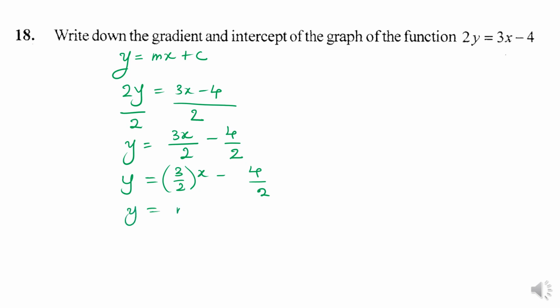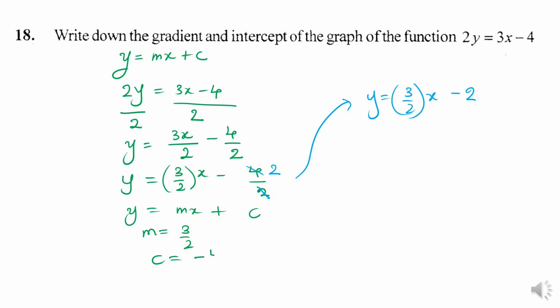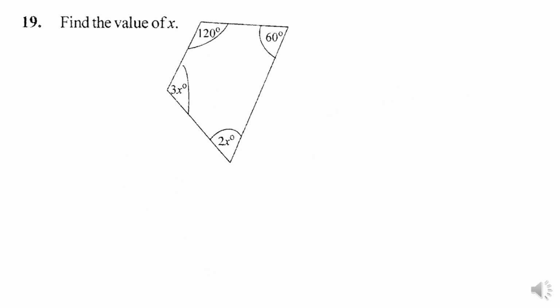Now this is just like y equals mx plus c. Here m is equal to 3 over 2, c is equal to minus, we can simplify this more. Here 4 divided by 2, and you get 2 here, right? And then this becomes y equals 3 over 2 x minus 2, and then m is equal to 3 over 2 and c is equal to minus 2. So gradient m is equal to 3 over 2, intercept c is equal to minus 2, and this is how you get this answer, right? I think you understand. And just do once more and find the value of x.